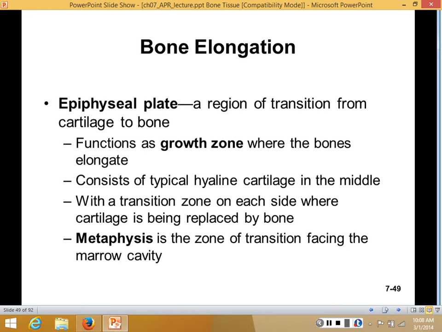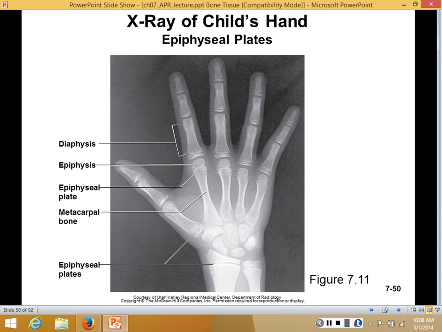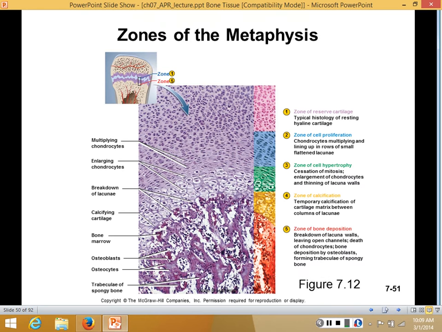Okay, so zones 2 and 3 will actually remove that zone of reserve cartilage, which is in number 1. Zones 2 and 3 are actually going to remove it or push it out of the way. Yep, here they are here. It's a lot of zones.